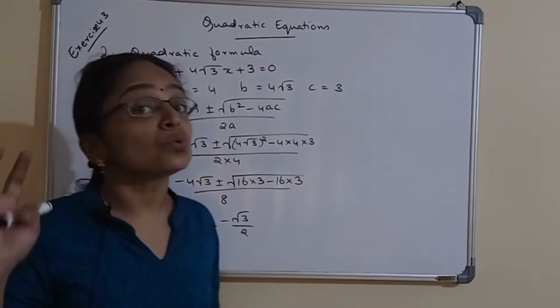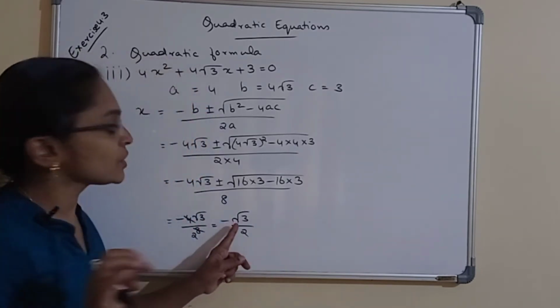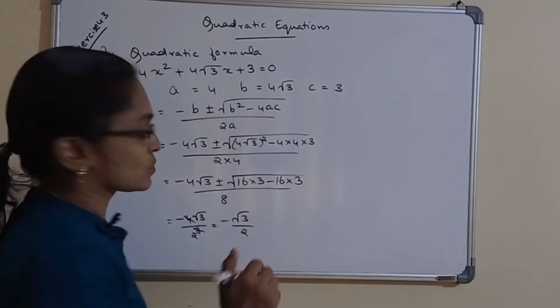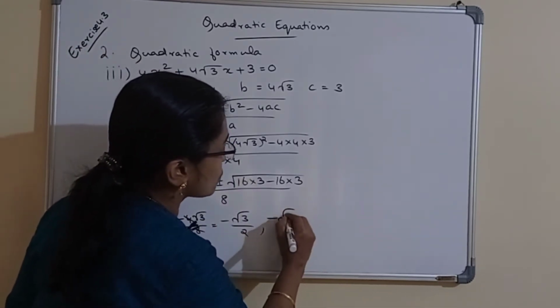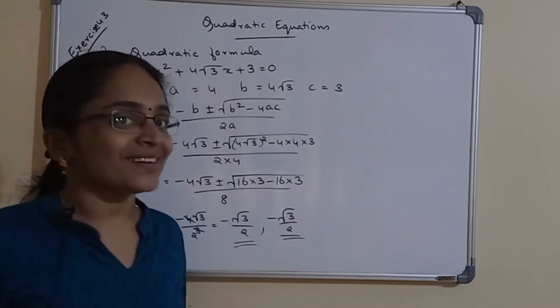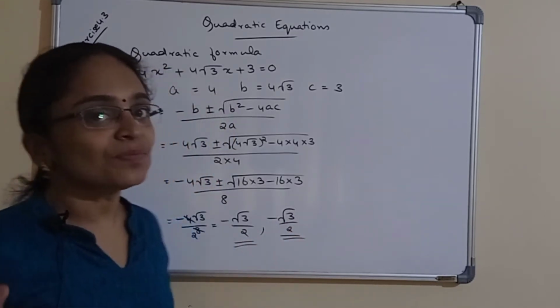And there are 2 roots for a quadratic equation. We got only one root. What does that mean? This has equal roots. So minus root 3 by 2 and minus root 3 by 2 are the roots of this quadratic equation. Understood?